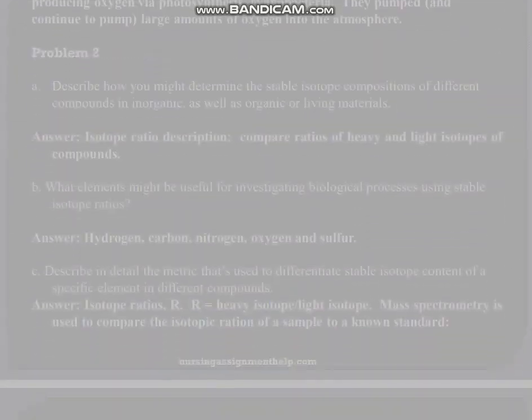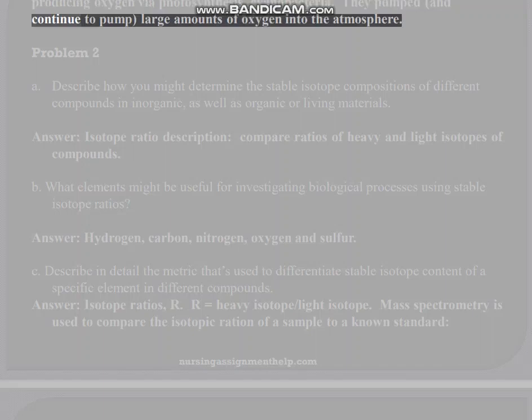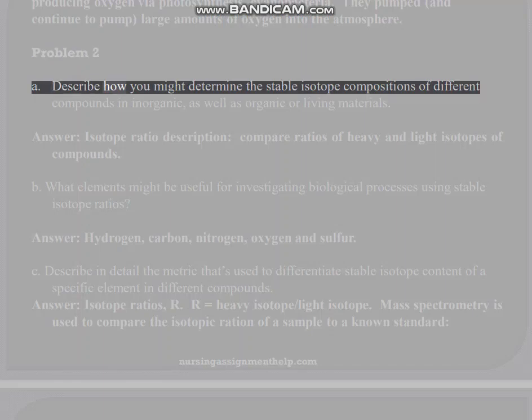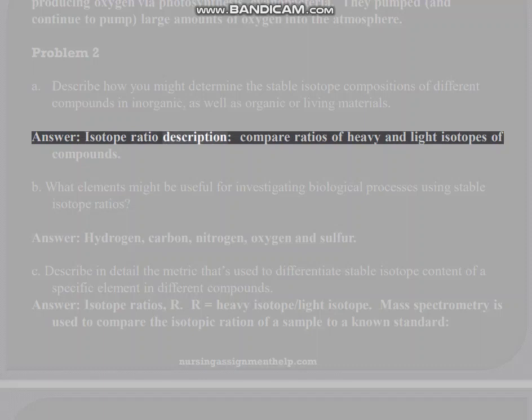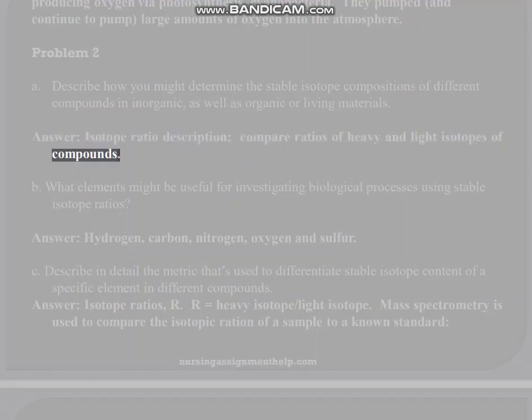Producing oxygen via photosynthesis, cyanobacteria. They pumped, and continue to pump, large amounts of oxygen into the atmosphere. Problem 2a. Describe how you might determine the stable isotope compositions of different compounds in inorganic, as well as organic or living materials. Answer. Isotope ratio description. Compare ratios of heavy and light isotopes of compounds.